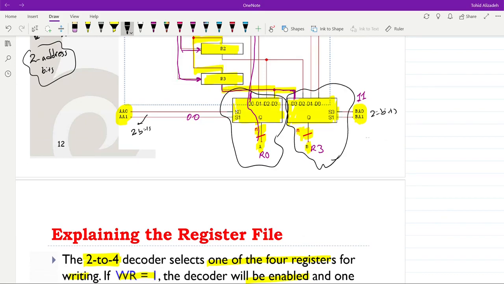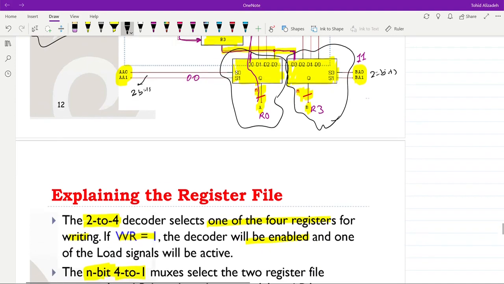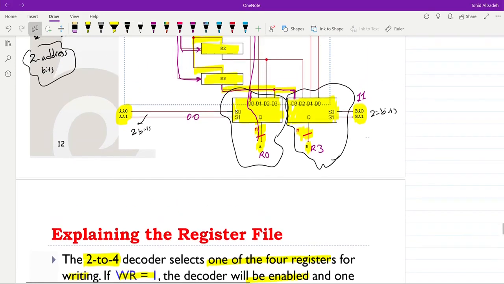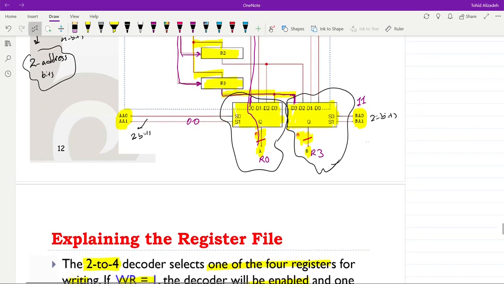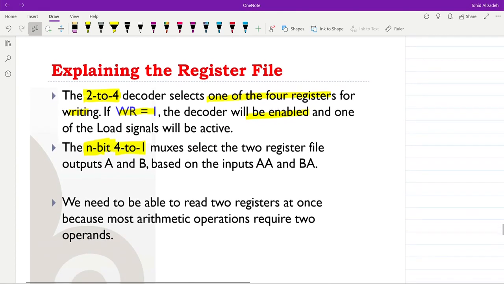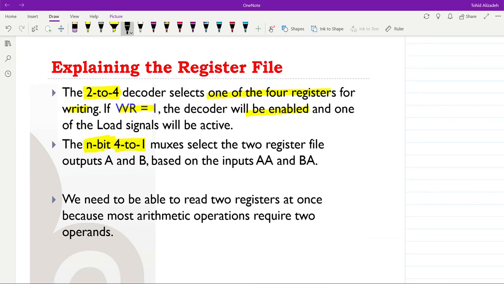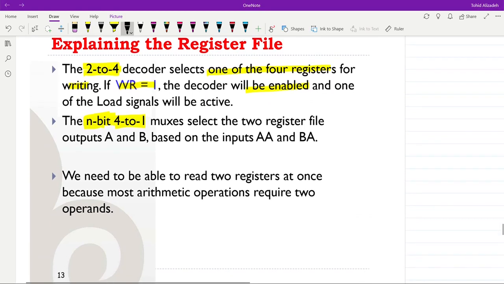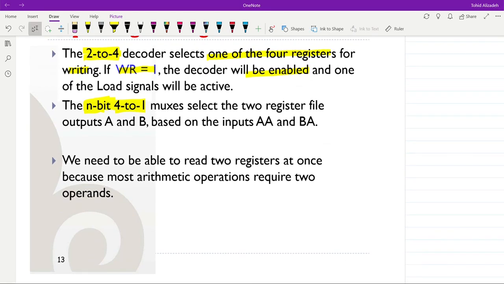We have the 4 to 1 line multiplexer. The number of bits on the input lines and the output lines is equal to n, which is the bits of the register, and with them we can have access to 2 registers at the same time. We need to be able, and this is also important, to read 2 registers at once, because for many arithmetic operations, we need to have 2 operands as the source operands.